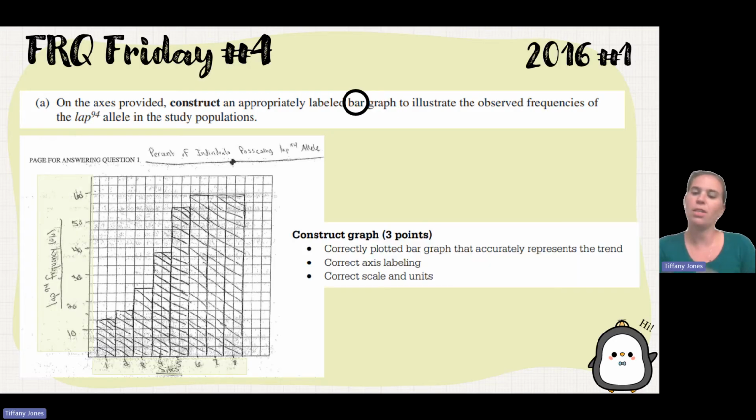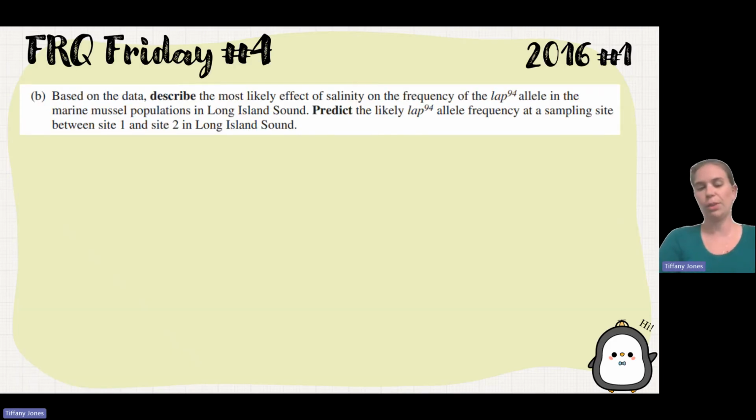So the 3 points you got for this was correctly plotting your bar graph, correct axis labeling, so having the sites, having your frequency, and then of course scaling and our units. So students oftentimes mess up with scaling. Notice that the scaling has to do with the number of little blocks we have. So every 3 blocks equal 10. And so you want to make sure that you have an equidistance between them all and that each block means the same amount in terms of your values.